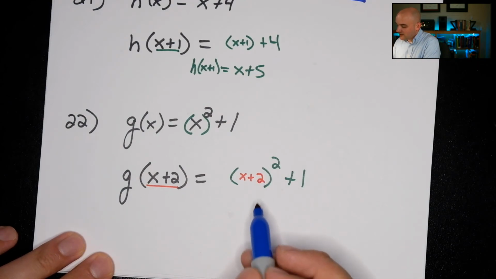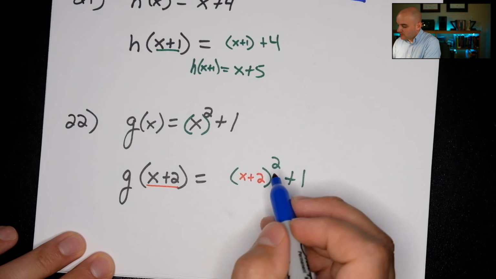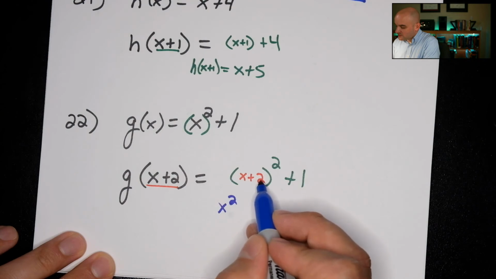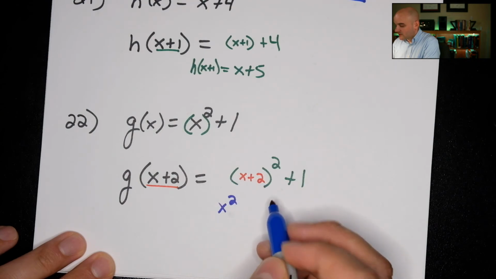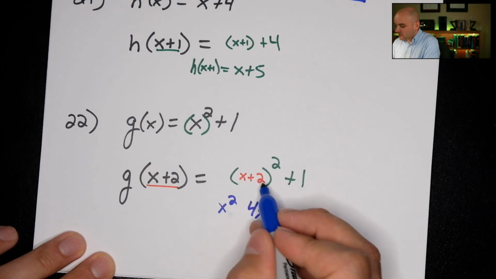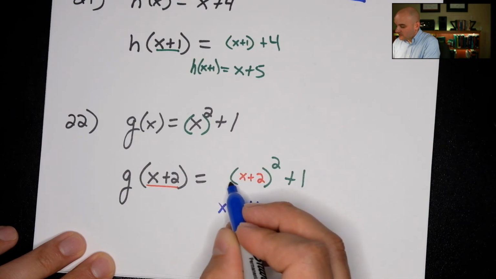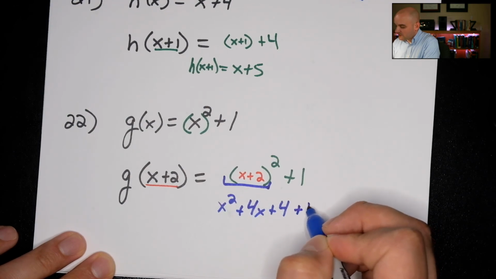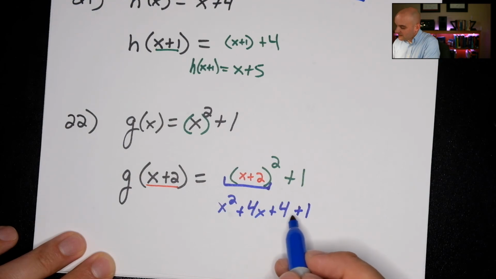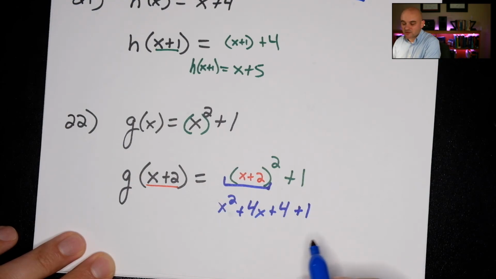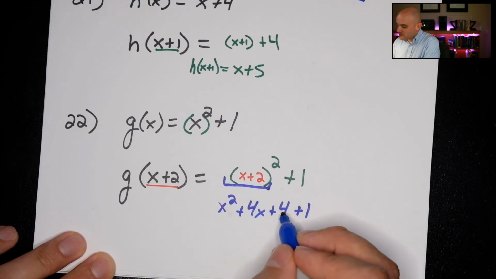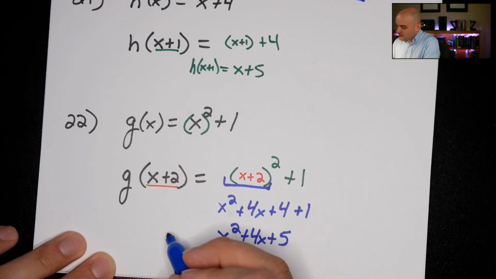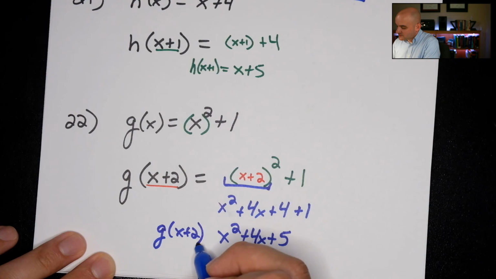So from here, I can multiply out this binomial. Remember our trick for taking a binomial square. We square the first term. We take the product of the two, 2 times x, and then double it. You get 4x, and square the last term, 4. So this right here became this trinomial. And then don't forget to bring down this plus 1. And now I can say, hey, 4 and 1, they're like terms. So we can say 4 plus 1 is 5, and we get x squared plus 4x plus 5. And so this is what the g of x plus 2 is equal to.